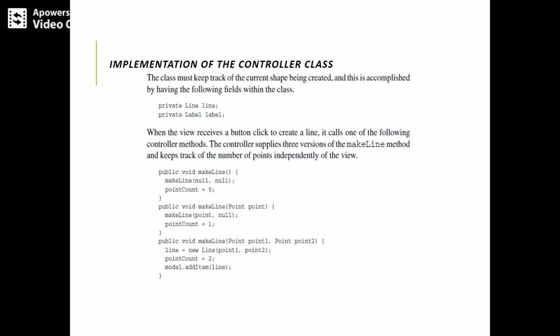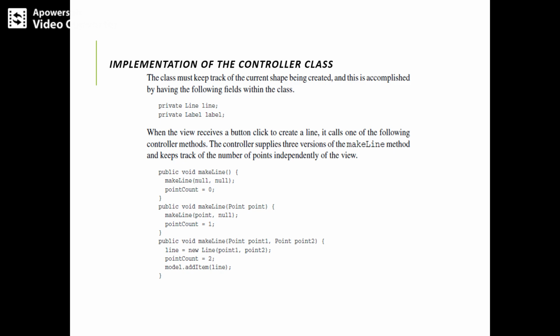So we should take this as how we are going to implement the controller, what supportive code is required, and what methods we have added. So we need to discuss the controller class. Here we have initially taken a private line, the controller class line, and a private label as well.